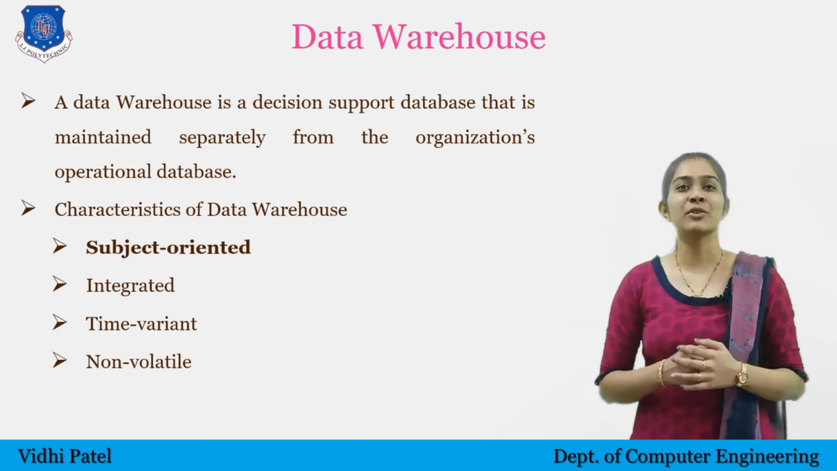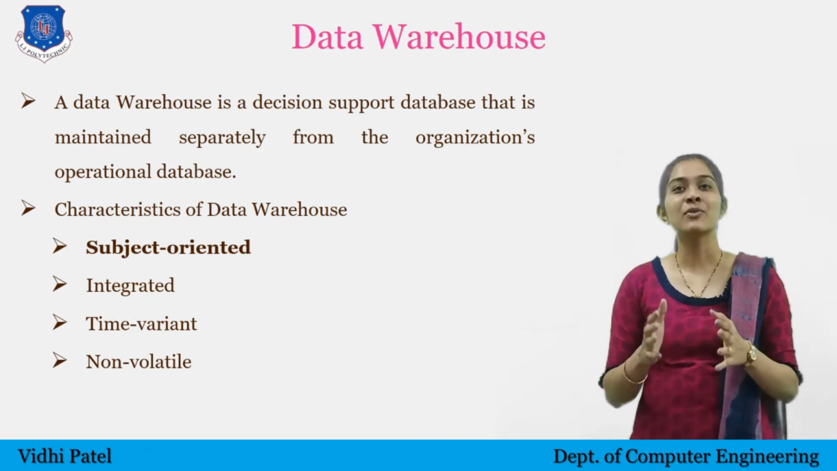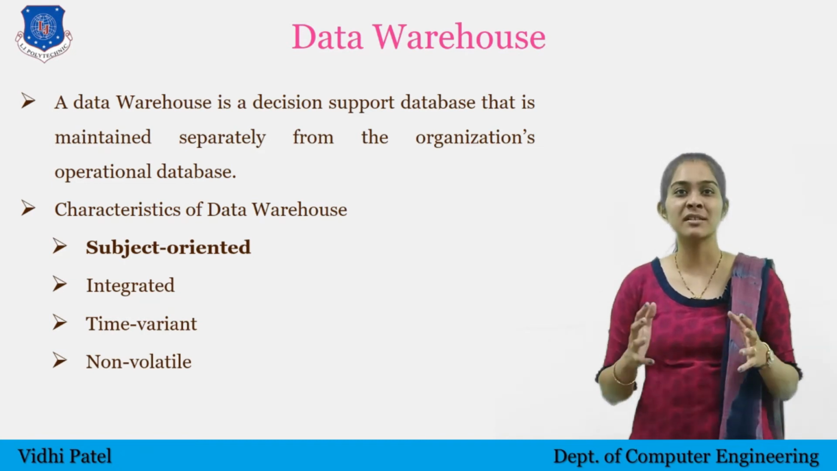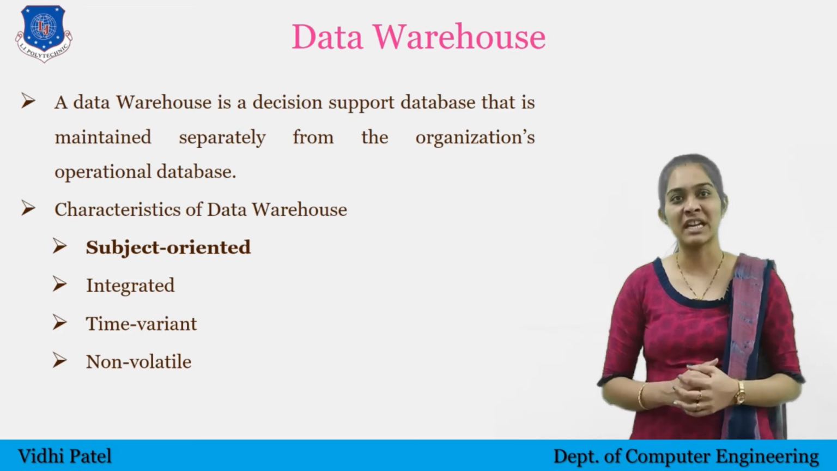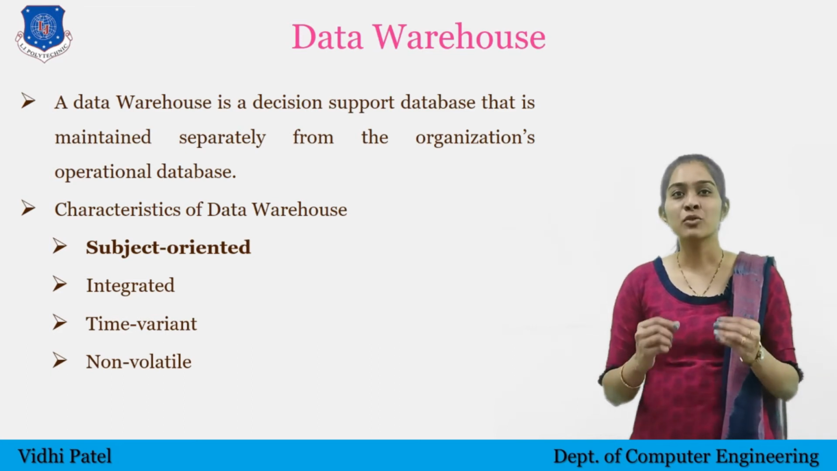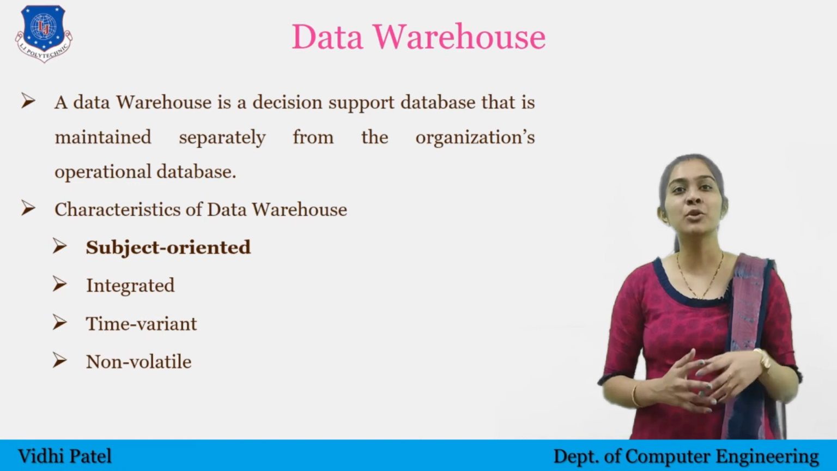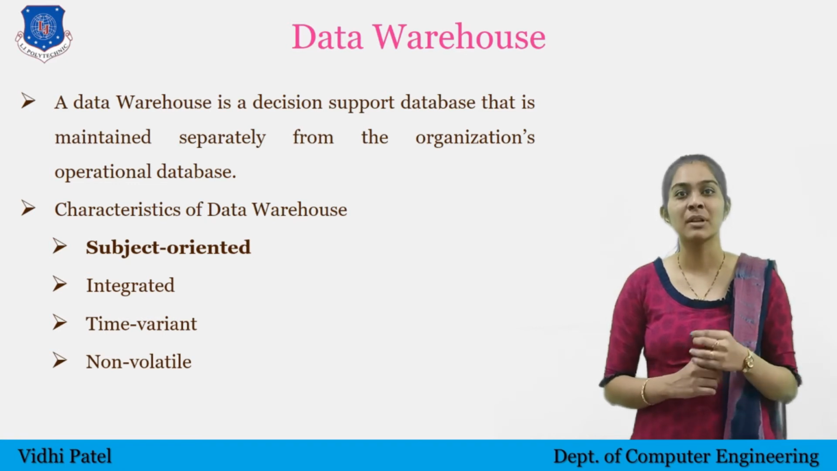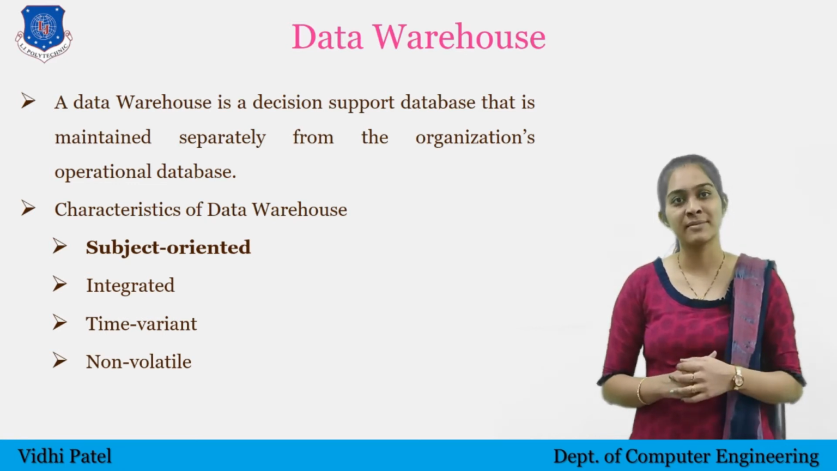First one is subject oriented. A data warehouse is organized around major subjects or topics of an organization. These subjects are those for which there may be a need to take some decisions. For example, customer, product, sales.